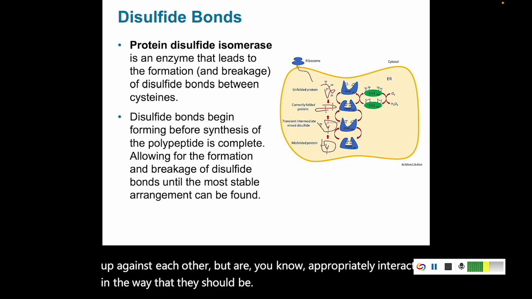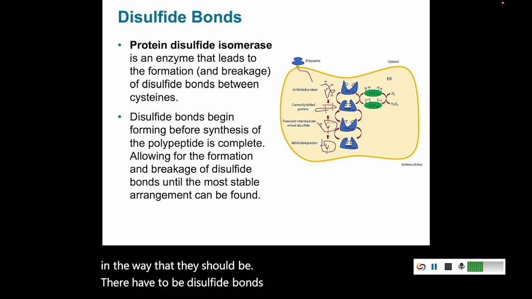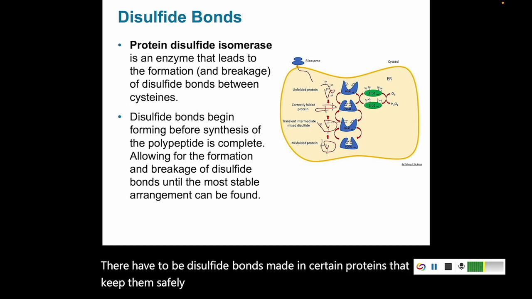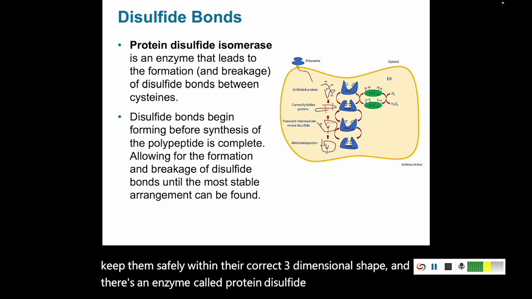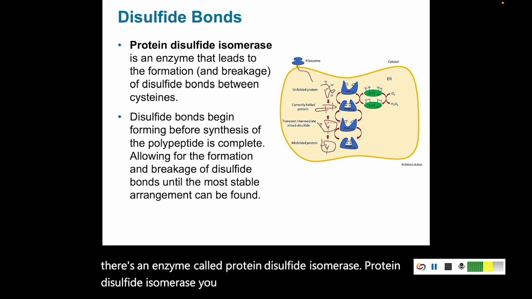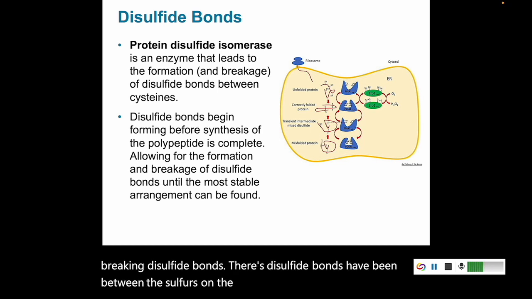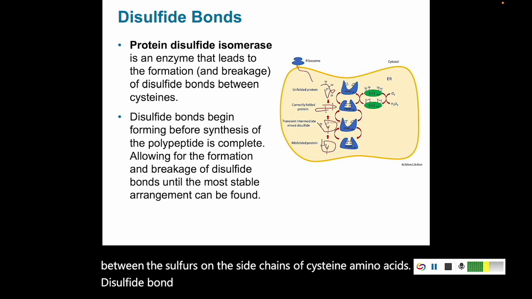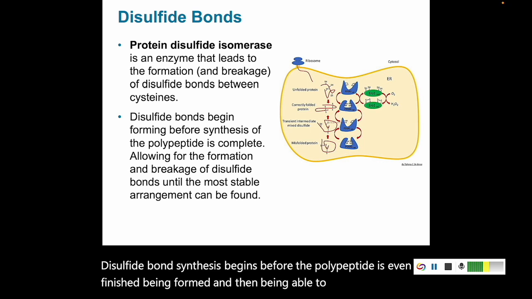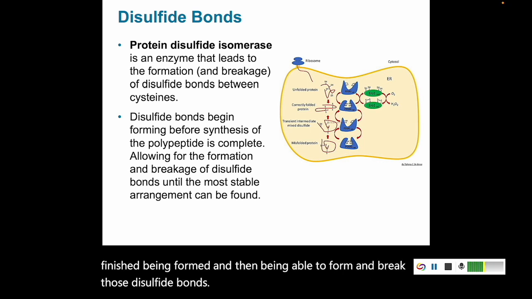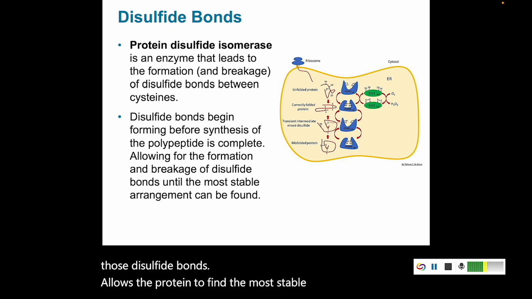There have to be disulfide bonds made in certain proteins to keep them safely within their correct three-dimensional shape. And there's an enzyme called protein disulfide isomerase. Protein disulfide isomerase, you can imagine, is involved in making and breaking disulfide bonds. Those disulfide bonds happen between the sulfurs on the side chains of cysteine amino acids. Disulfide bond synthesis begins before the polypeptide is even finished being formed. And then being able to form and break those disulfide bonds allows the protein to find the most stable arrangement that can be found.